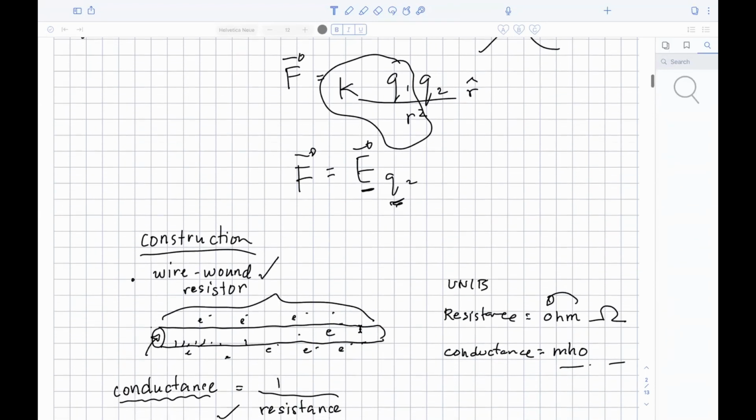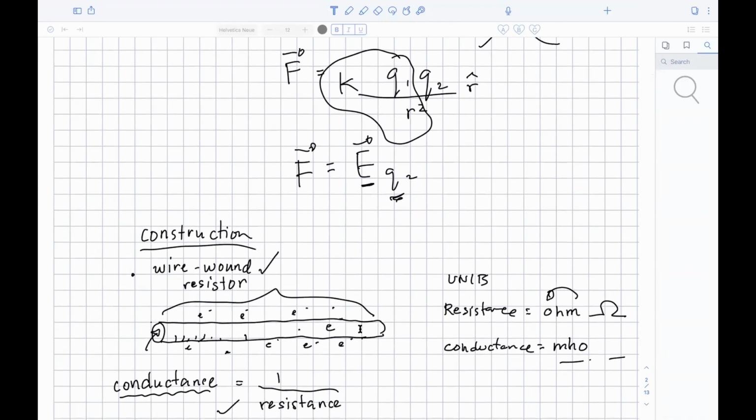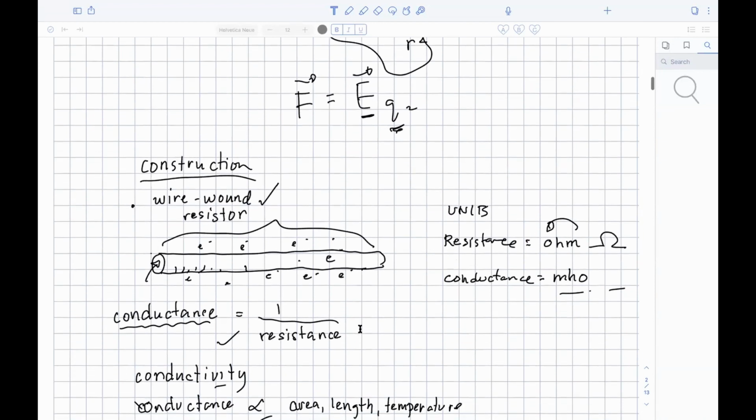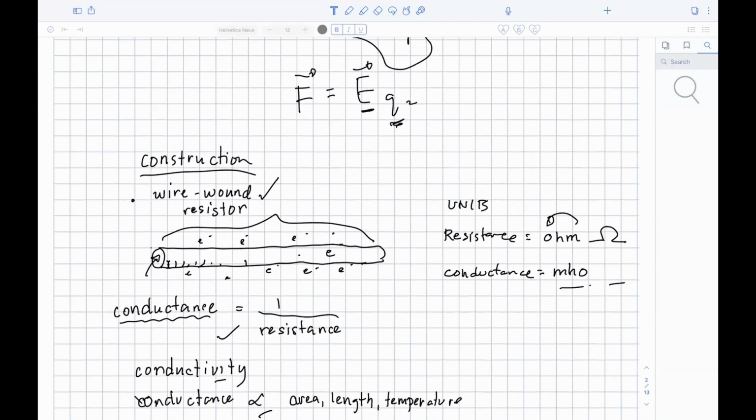You can actually construct a resistor from wire. That's called a wire wound resistor. So, for example, you have a metal wire. It has a cross-sectional area. And all metals have a lot of free electrons, valence electrons. They're free to move about. That's why they conduct.